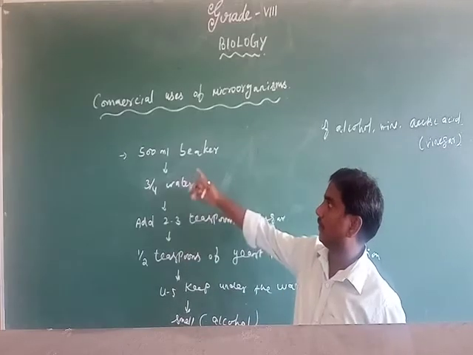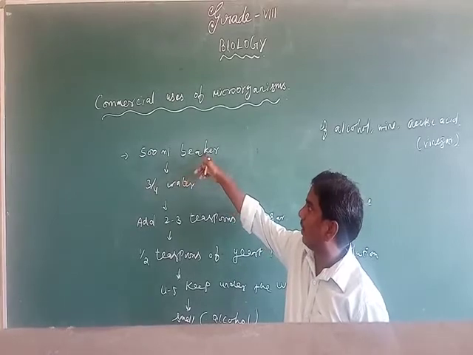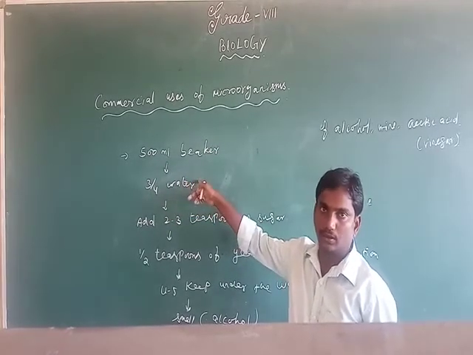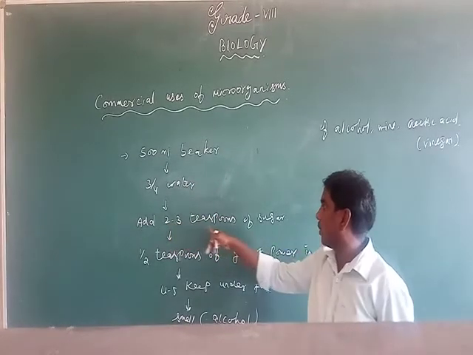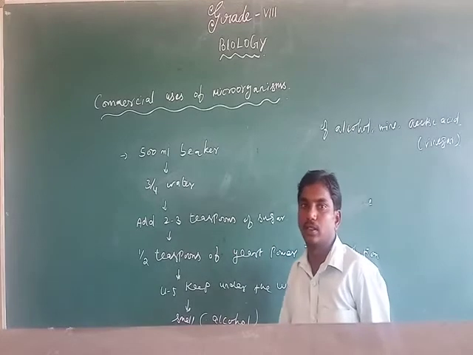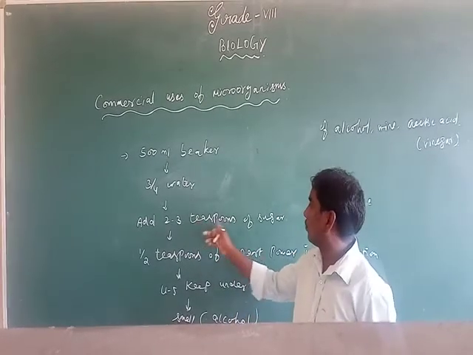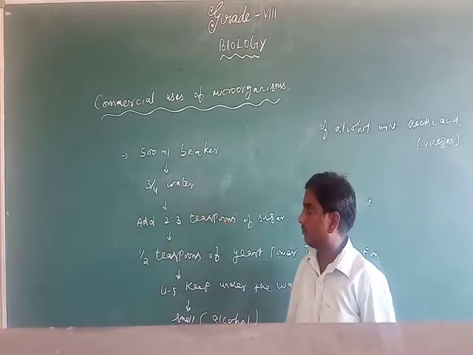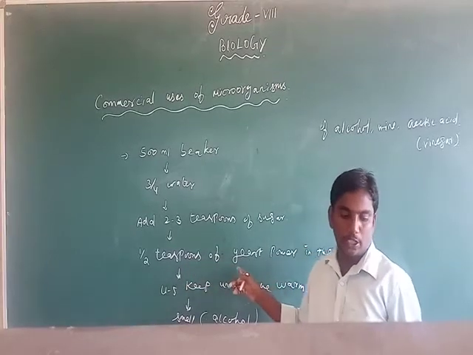First you take a 50 ml beaker. You fill three-quarters of it with water. Next you add 2 or 3 teaspoons of sugar, added to the water. Next you add half a teaspoon of yeast powder.